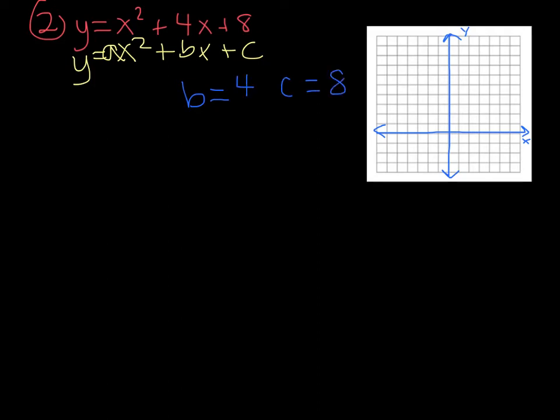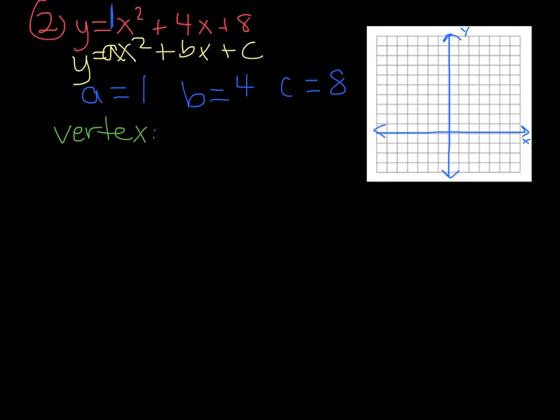Just remember that when you have something like x squared with no coefficient in front of it, it doesn't mean that it doesn't exist or that it's 0. It just means that there's a 1 in front of there. So you can even write the 1 in if you want. So a is going to be 1. That's going to be really important and helpful for the next part. And we are now going to find our vertex.